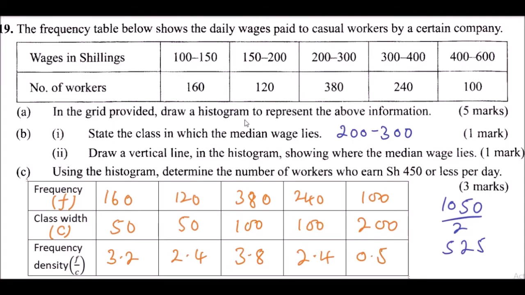Part C, you are told, using the histogram, determine the number of workers who earned 450 shillings or less per day, and you get 3 marks. So that is what is expected.